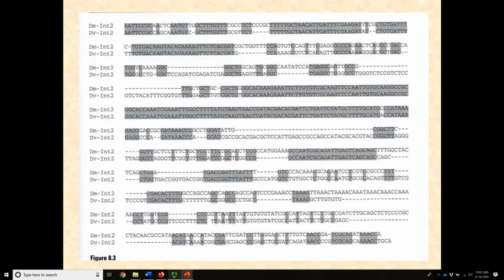I notice that there's a lot of divergence, a lot of differences that have occurred. And so we have nearly reached saturation point for this, so we would expect them to be very differently regulated because they are so divergent.